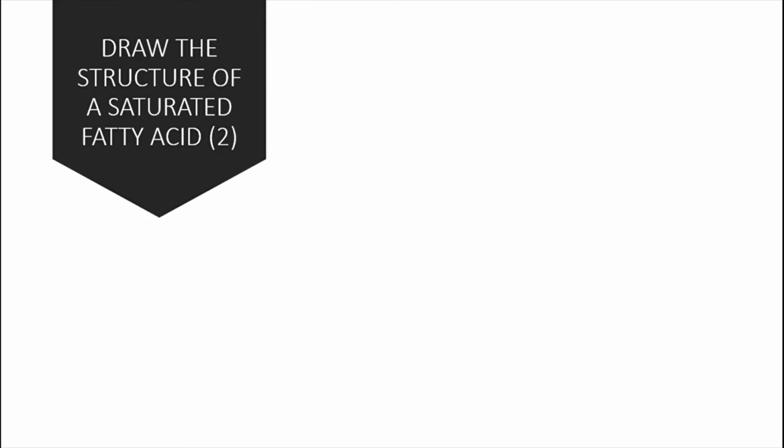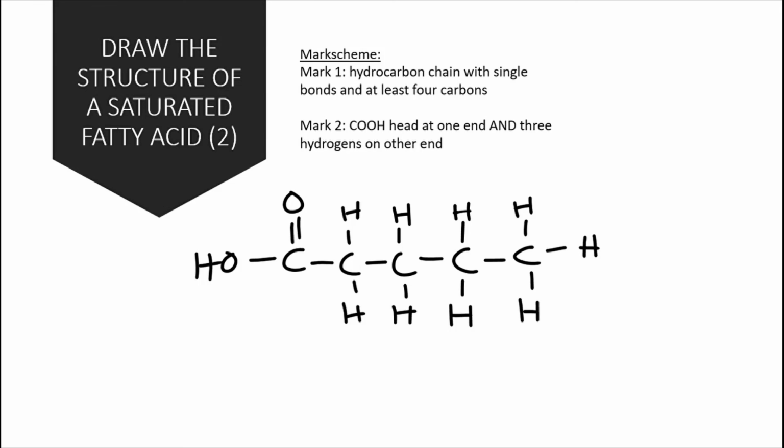The next question is a short answer question and asks you to draw the structure of a saturated fatty acid. Pause the video if you need. The mark scheme describes that to get the full 2 marks, you need to have a hydrocarbon chain with single bonds and at least 4 carbons. If you drew any double bonds between the carbons, that would be wrong. And if you drew less than 4 carbons, that would also be wrong. However, if you did both of those things, then that would be 1 mark.